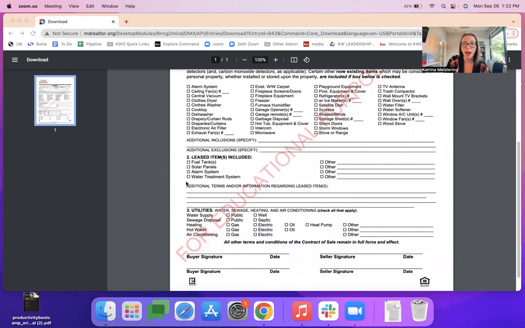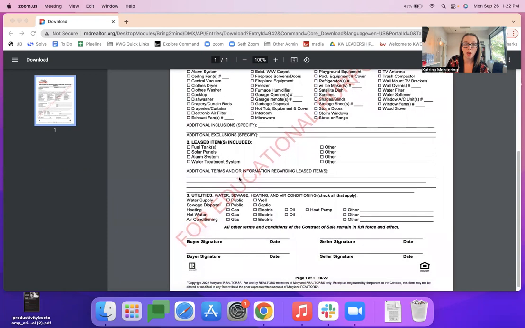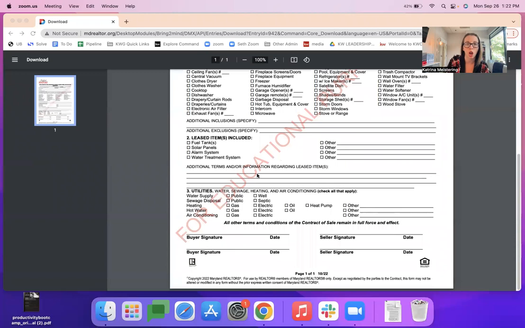Leased items included. I wish that they had put a box here that says none known, just because I don't like blanks at all, and I would suggest that in this paragraph you put none known, NA, etc. if you do not know.